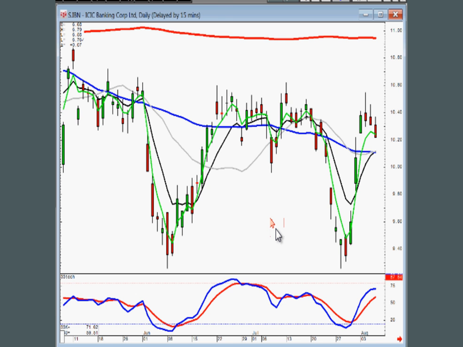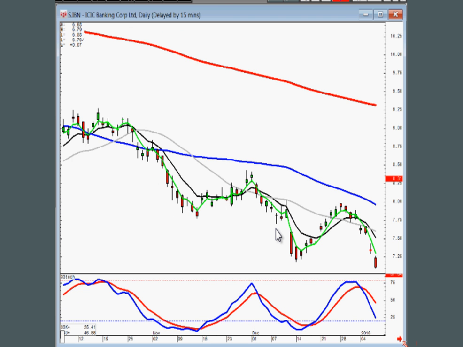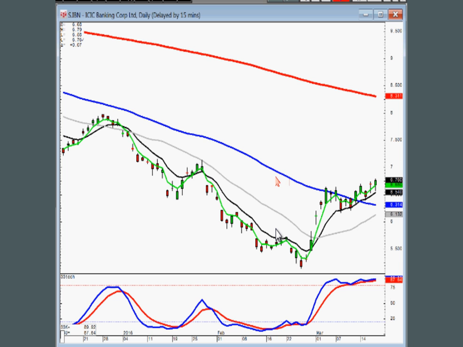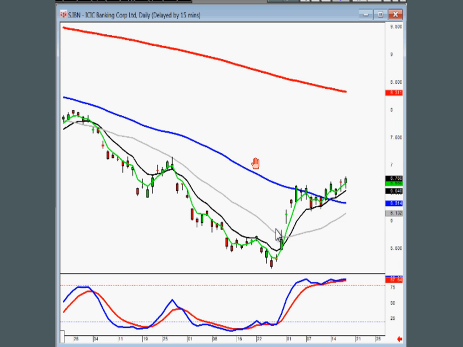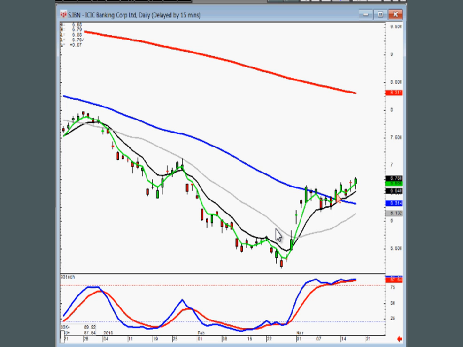IBN. Whoops, I boo-booed there, didn't I? IBN. You can see the T-line crunch. You can see the bobble. So right now you just stay long as it stays above the T-line.